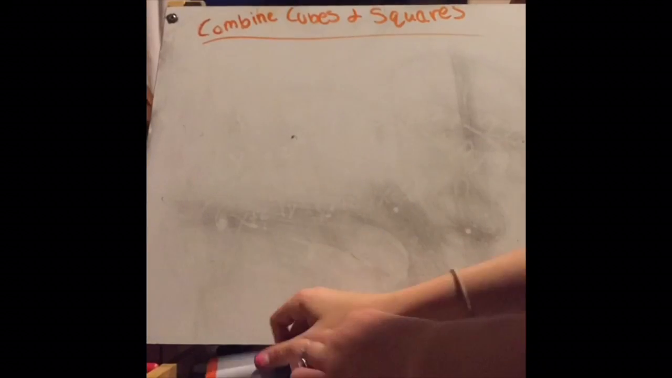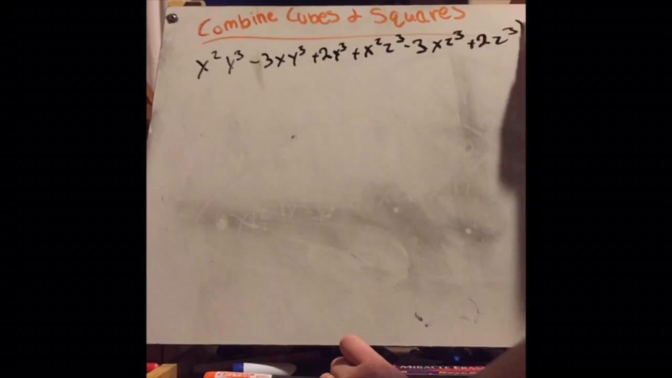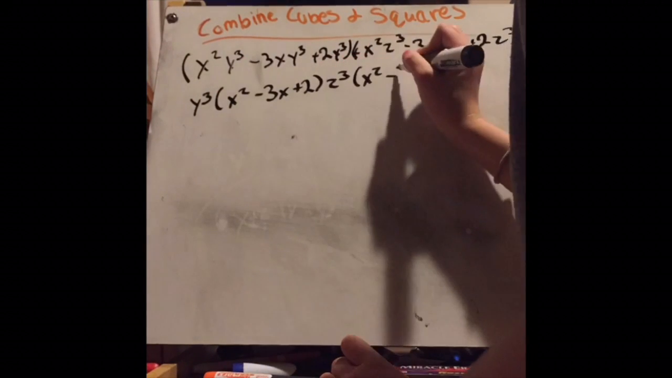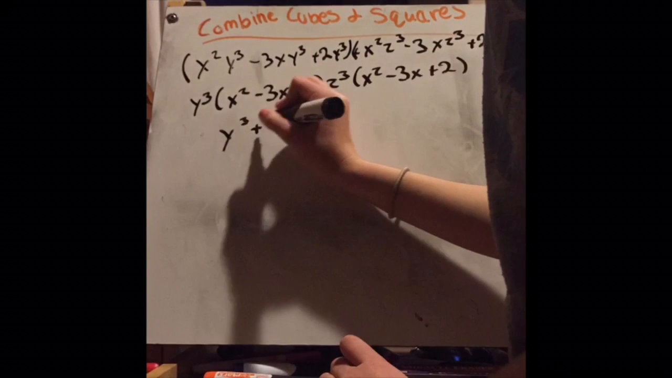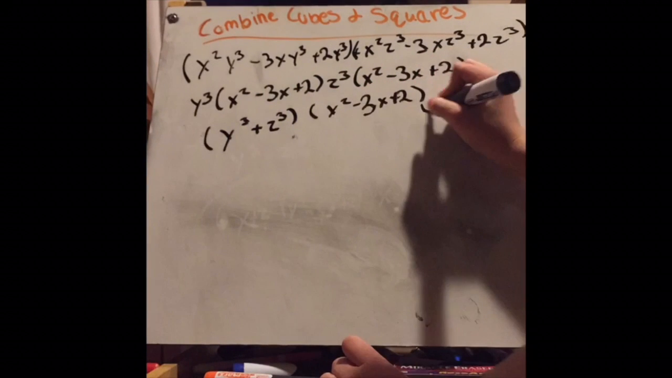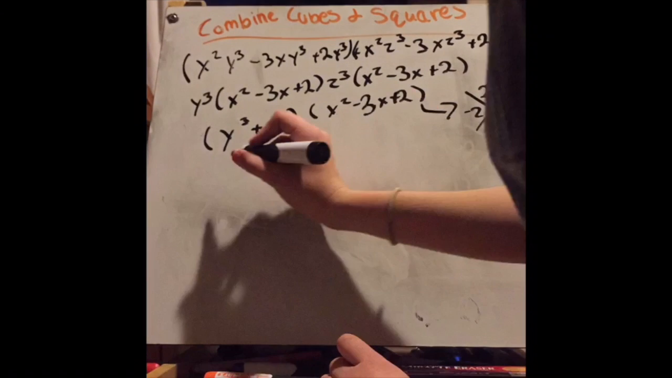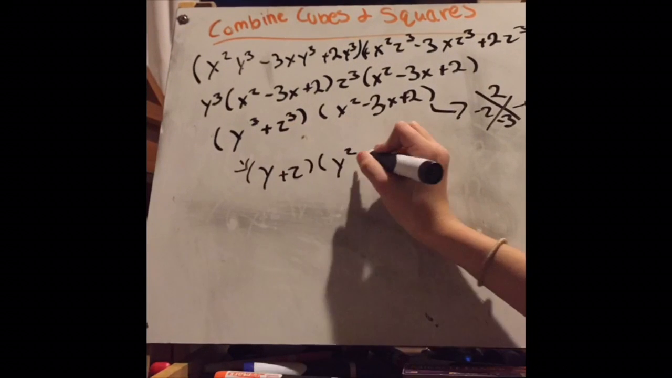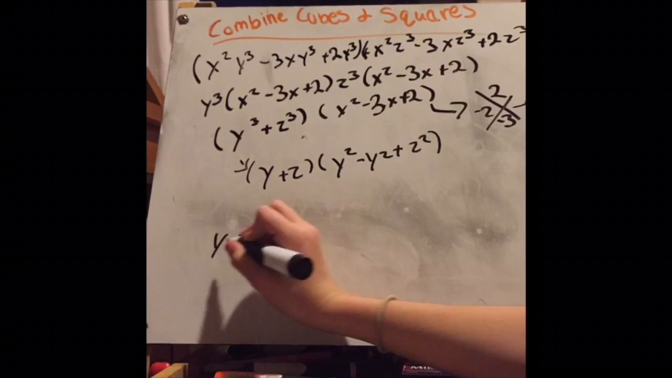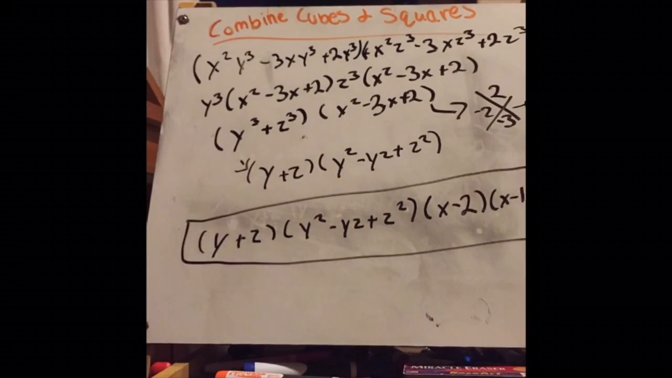To combine cubes and squares, you separate them into 2 by 3. You then take out the greatest common factor and put the greatest common factors together, and the x squared minus 3x plus 2 in the other one together. You then factor x squared minus 3x plus 2, and you use the sum of two cubes for y cubed and z cubed. And when you fully simplify it, you combine the two to get your answer.